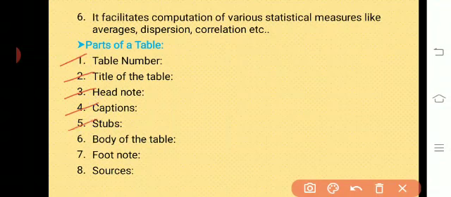The next part of a table is body of the table, which is very important. The body of the table contains numerical data. The table should be well balanced, that is, length and breadth should have appropriate ratio in accordance to the size of the paper.